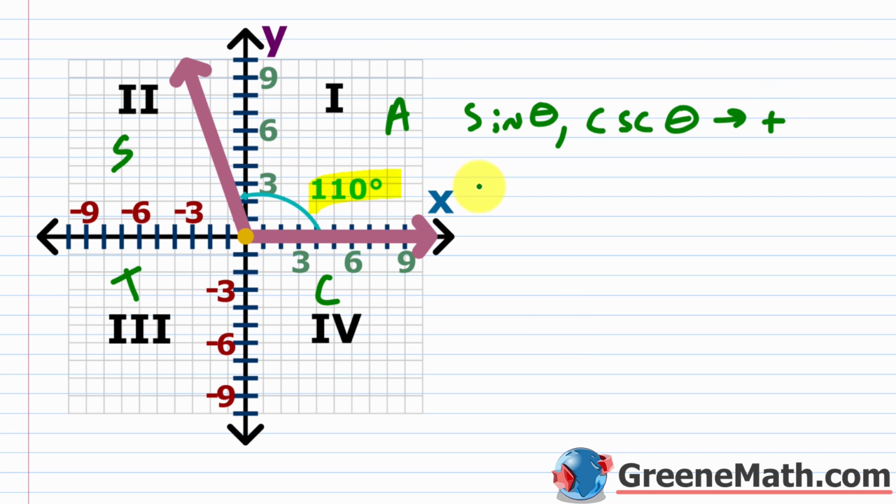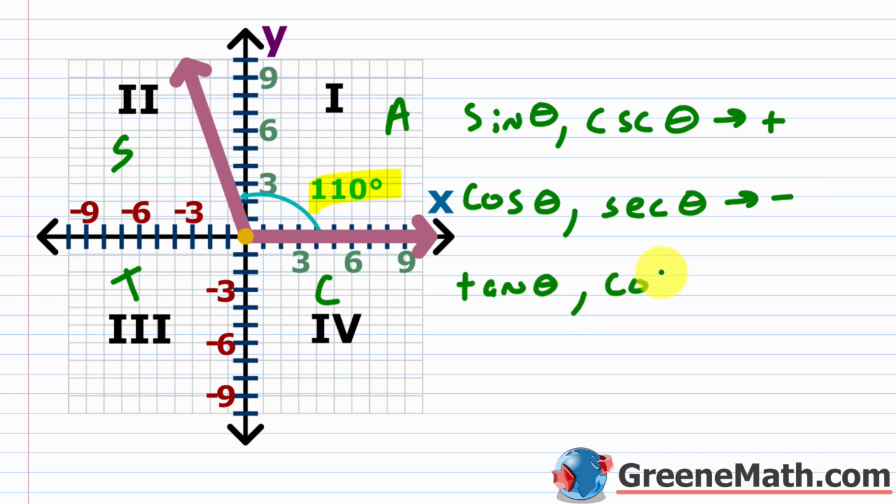So you might want to write all these out, or you could say all others are negative. Depending on your teacher and what they ask for, let's just go ahead and write them out. We'll say the cosine of theta, the secant of theta, okay? Those guys are negative. And then we have our tangent of theta and our cotangent of theta. Those guys are negative as well. So only sine of theta and cosecant of theta are positive for this example.